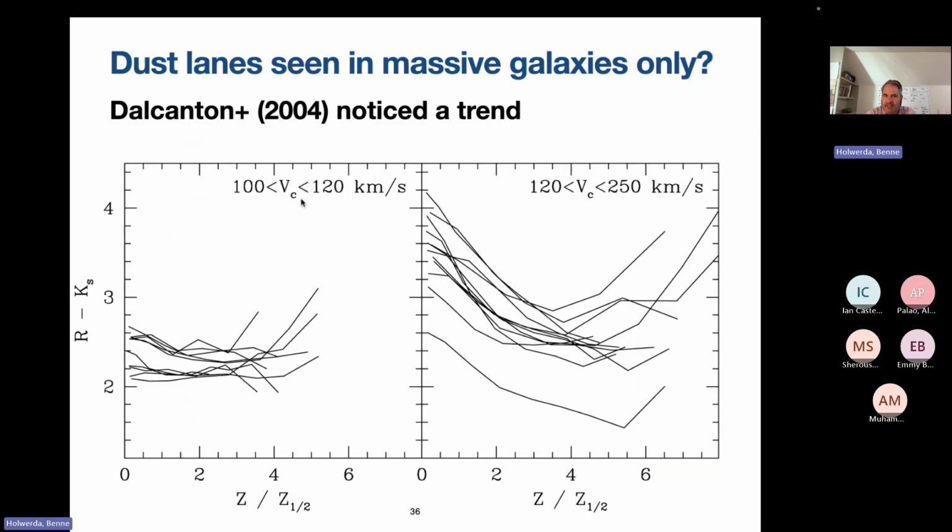This is from Julianne Del Canton back in 2004. She noticed a trend, but this is based on about 24 galaxies. She noticed that in big galaxies, there's this big color gradient.